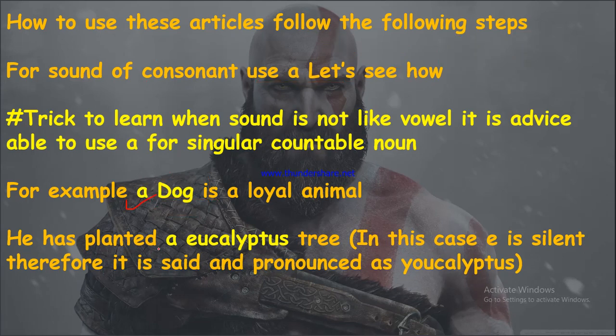Now in this sentence, with eucalyptus, you will all be thinking, why didn't we use an instead of a? The basic thing is how we read the word. E is silent. Eucalyptus, so from the U it is pronounced as "yoo". Therefore we use a.